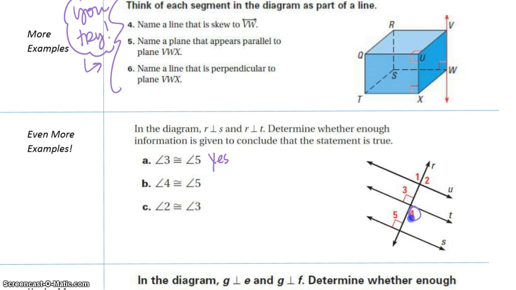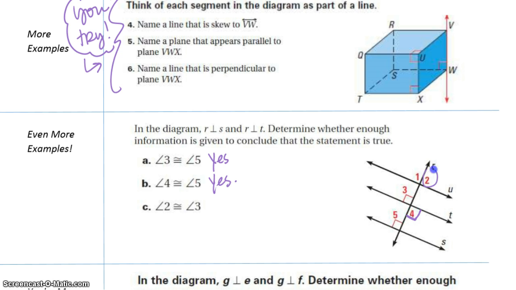Let's look at the next one. They want to know if angle 4 is congruent to angle 5. Well, we're going to have to think a little bit here about things we've already learned in class. I know if this is 90 degrees right here, angle 4 is a vertical angle to angle 3. And if it's vertical, then it's the same measure. So angle 4 must also be 90 degrees. So now, are angle 4 and angle 5 congruent to each other? Yes, they are. So watch out for those vertical angles.